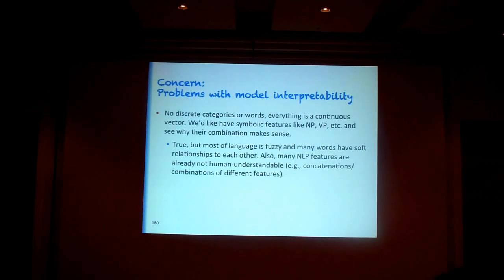Another concern that has been expressed is model interpretability. We get these continuous representations. How do we make sense of that? We use symbolic features like noun phrase, verb phrase. That's true, but semantics and meaning and a lot of things in language are fuzzy, and words have soft relationships to each other. So maybe these continuous representations are meaningful and make sense for NLP. And if you compare it to other approaches like huge feature vectors that combine conjunctions of different features, they're not always easy to interpret either.